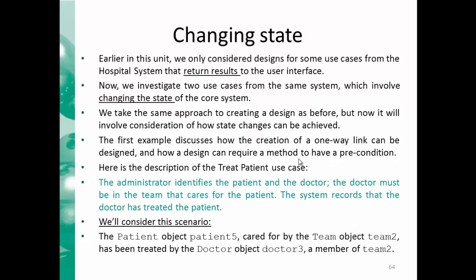Now we will go to a different type of coordinating methods. So far, all the coordinating methods we built were methods that just take the state of the object and return some result without changing the state of the core system. In this example, we will take another use case where we change the state of the object. We don't just read whatever exists in the core system. We change the content of the core system, of course, through the coordinating object.